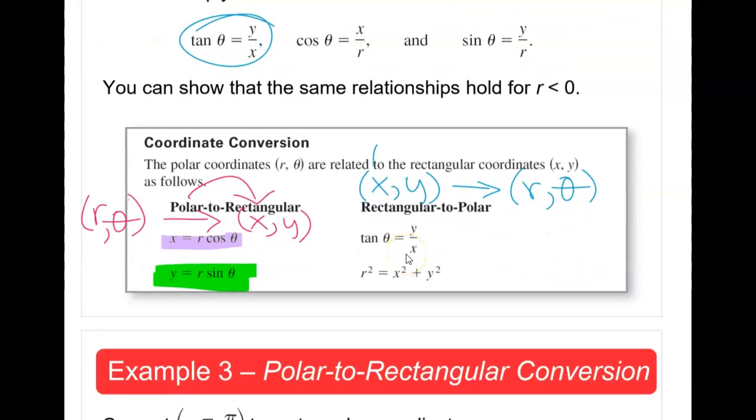So if we know x and we know y, then it's pretty simple to find that by, of course, finding tangent inverse or arctan of that y over x.